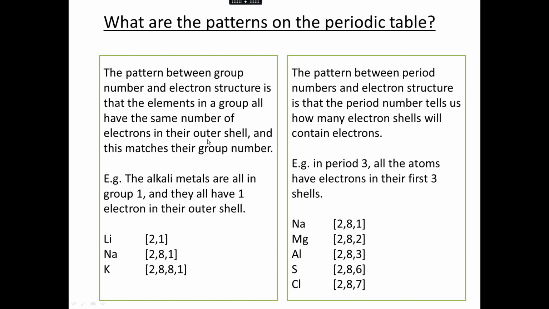Okay, explain. What are the patterns? The pattern between group number and electron structure is if they're in the same group, they have the same number in their outer orbit. For example, in group 1, they all have 1 in their outer orbit. In a period, the period number tells us how many electron orbits or shells will have electrons in them. For example, in period 3, they all have 3 shells which contain electrons.